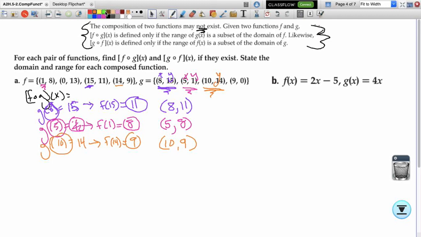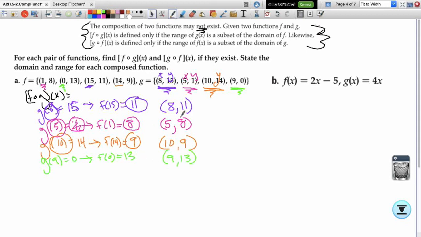One left. Okay. I'm going to check this one out. So I'm going to have g of 9 equals 0. I'm going to see if there is an f of 0, and there is. Here's my x value for 0. That's going to equal 13. So my coordinate pair is 9, 13.